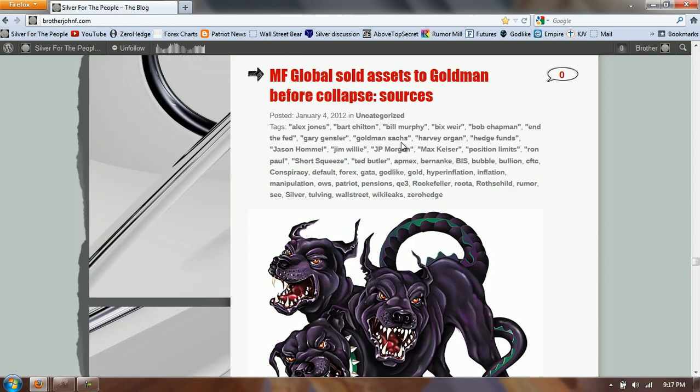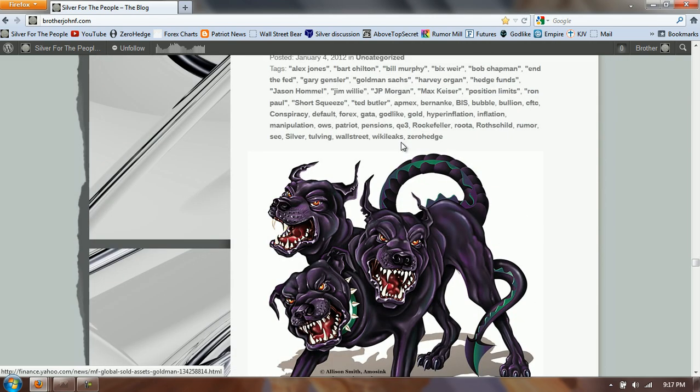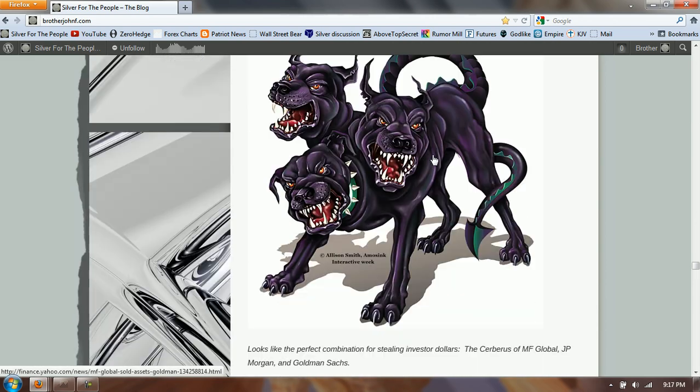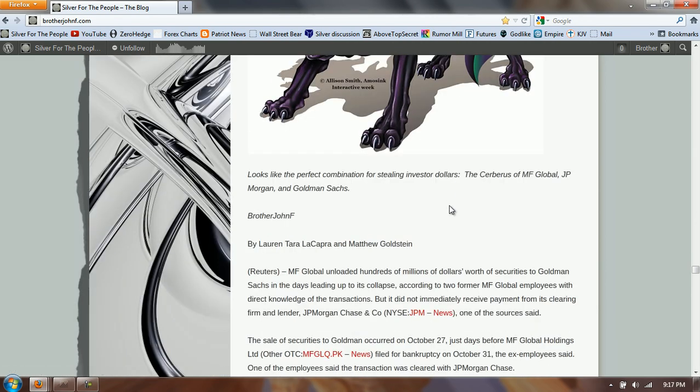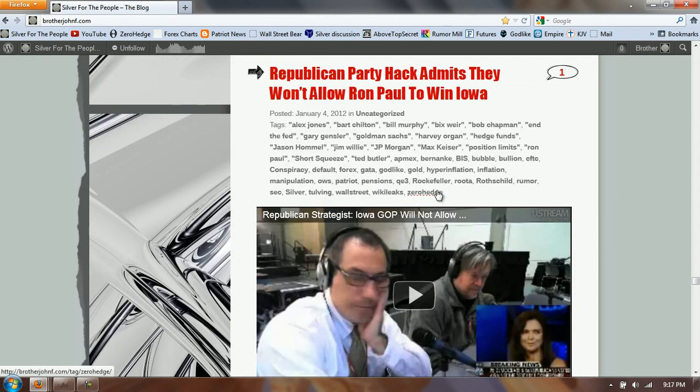Article that I pulled off the news wires, and I just happened to notice when I was reading it that the three parties were MF Global, JP Morgan, and Goldman Sachs in the financial shenanigans that went on. So I took a picture of the three-headed Cerberus dog from hell to represent them.